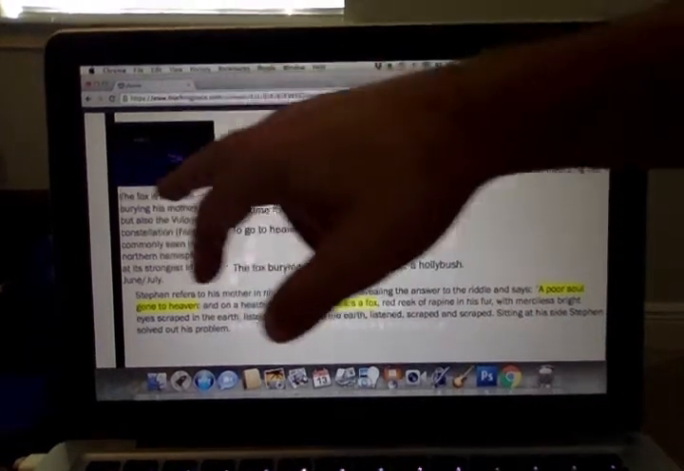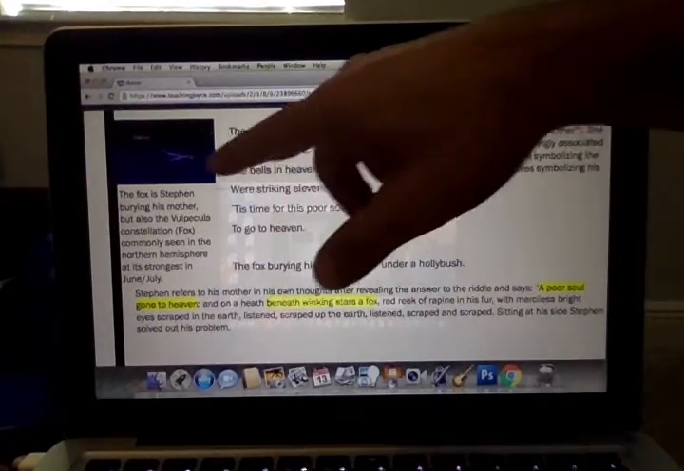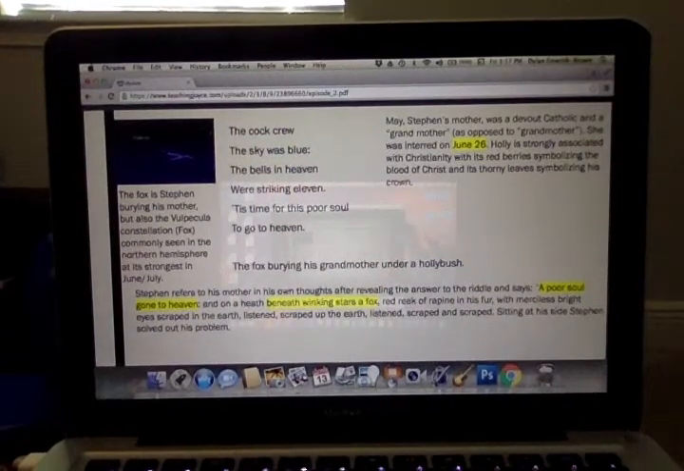Now up here, if you can see, is a constellation. The fox is Stephen burying his mother, but also the Vulpecula constellation, the fox, commonly seen in the northern hemisphere at its strongest in June and July.